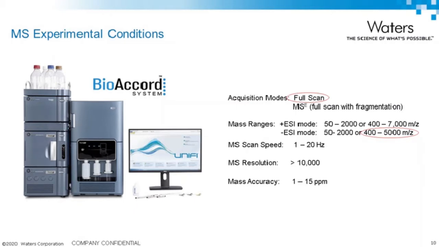The mass range that was used in this case is from m/z 400 to 5000. The instrument has different acquisition rates in the range of 1 to 20 spectra per second. The mass resolution is constant, better than 10,000. And as you will see from the data presented here, typical mass accuracies are in the range of 1 to 15 parts per million.